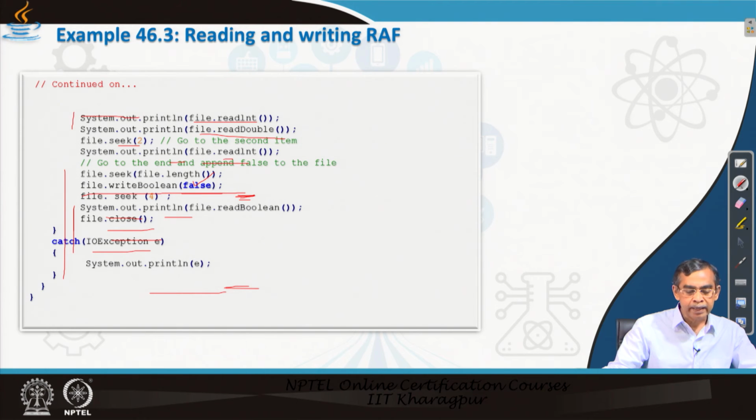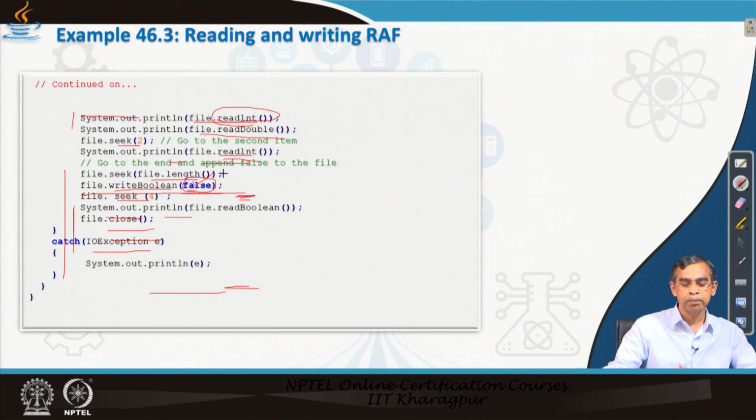Then with file.readInt we can again read, because in the second position an integer is stored, so we can read the integer again. Then file.seek(file.length()) positions the file pointer at the end of the file. Then writeBoolean writes a boolean value at the end of the file. So, we can put it at the end, and then seek(4) lets you know which byte is stored there.